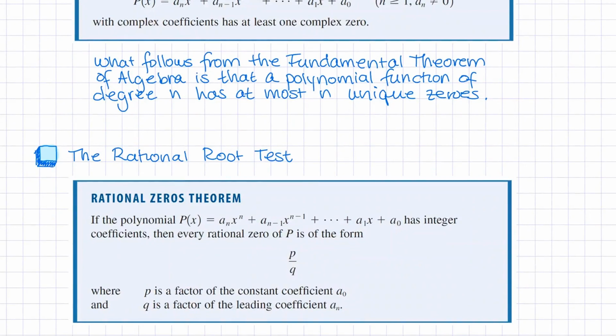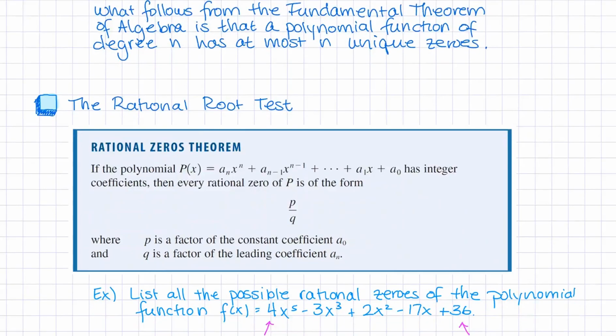Now we start getting into some more useful stuff. So the rational root test says that if a polynomial has integer coefficients, then every rational zero of p is of the form p over q, where p is a factor of the constant and q is a factor of the leading coefficient. Up until now, when you have been doing synthetic division to factor polynomials, you've always been given a starting point. What if you're not given that starting point? You need to find it yourself. And this gives you a way to narrow down the possibilities for that starting point.